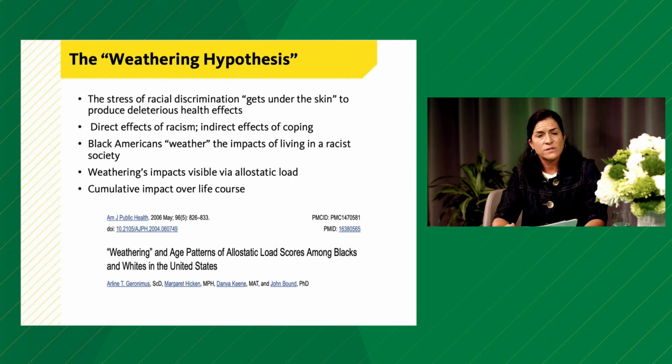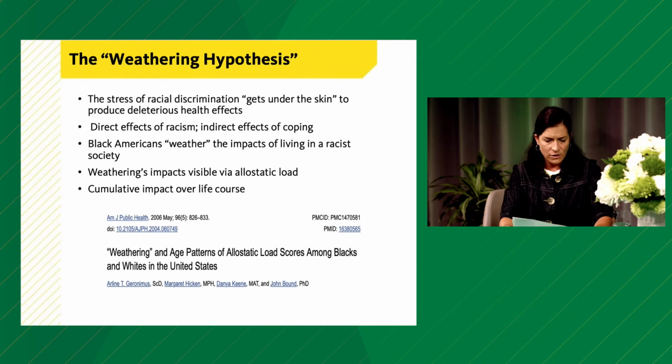In addition to some of those social structural factors that I talked about earlier, I think the weathering hypothesis is a useful explanation to pursue for thinking about racial and ethnic disparities in coronavirus and in COVID.